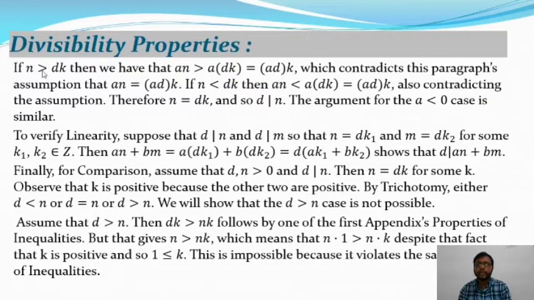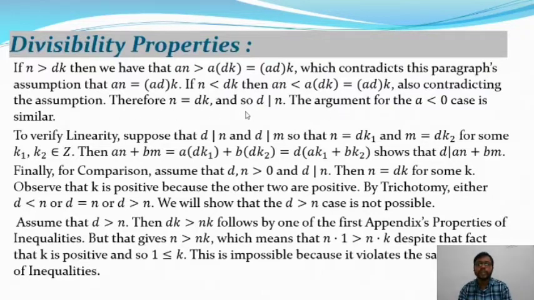So when we take n greater than dk, it is not possible, as it contradicts our assumption. When n is less than dk, it also contradicts our assumption. Therefore n is equal to d into k is possible, and so d divides n. The argument for the a less than 0 case is similar.